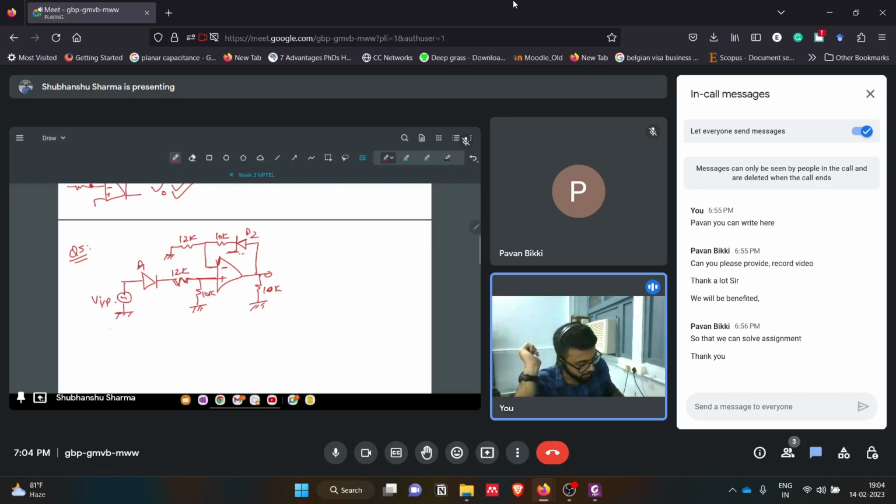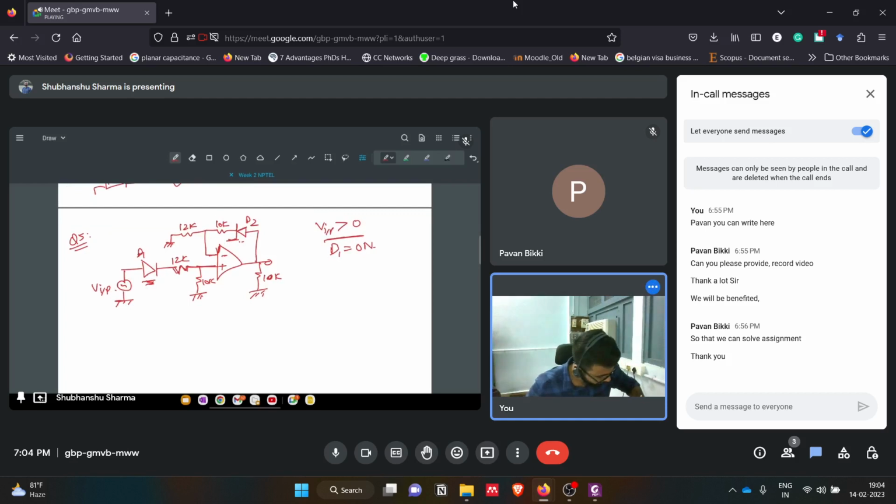For D1, if V input is greater than 0, we know that D1 will be on. For V in less than 0, it will be off. So when V in is greater than 0, D1 is on. Then we have to comment on D2. Let's say this is V2, this is V3, this is V1, just giving names to the nodes. That's all. So what will happen? This is the first part, and this is on.